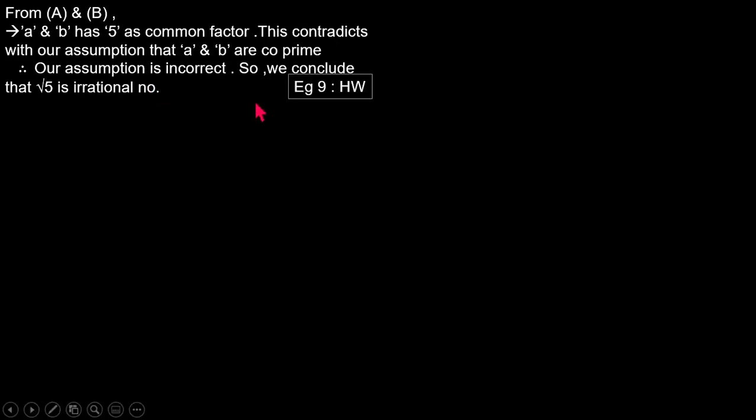In the same direction, there is example 9, which is for homework. So we will stop here as of now.